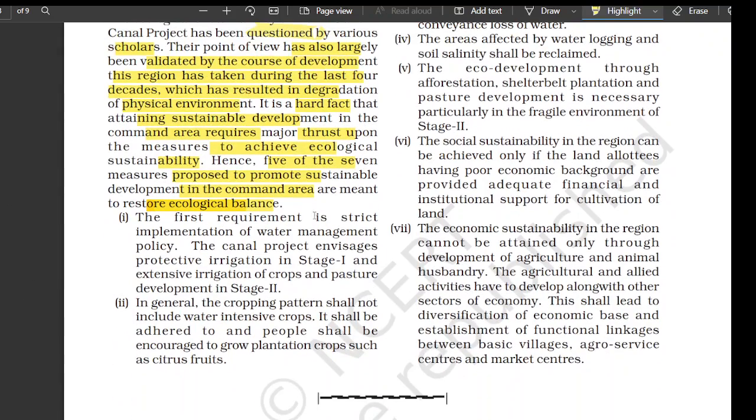1. The first requirement is a strict implementation of water management policy. The canal project envisages protective irrigation in stage 1 and extensive irrigation of crops and pasture development in stage 2. 2. In general, the cropping pattern shall not include water intensive crops. It shall be adhered to, and people shall be encouraged to grow plantation crops such as citrus fruits.